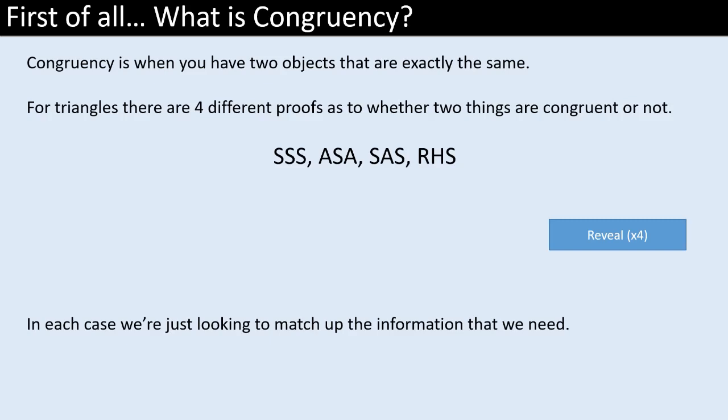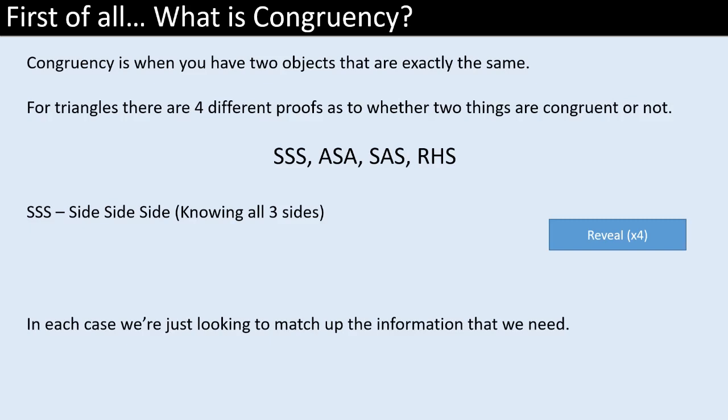Now, each of these things means something specific, okay? And I think one thing that was missed when we went through it first time round is some of the specifics. So make sure that you listen carefully to some of these specifics. The first one, SSS, side, side, side. That's just as straightforward as it is. If you can prove that all 3 sides match up, so if you've got 2 different triangles and the sides all match up, then you've got the 2 triangles being exactly the same. Easy enough.